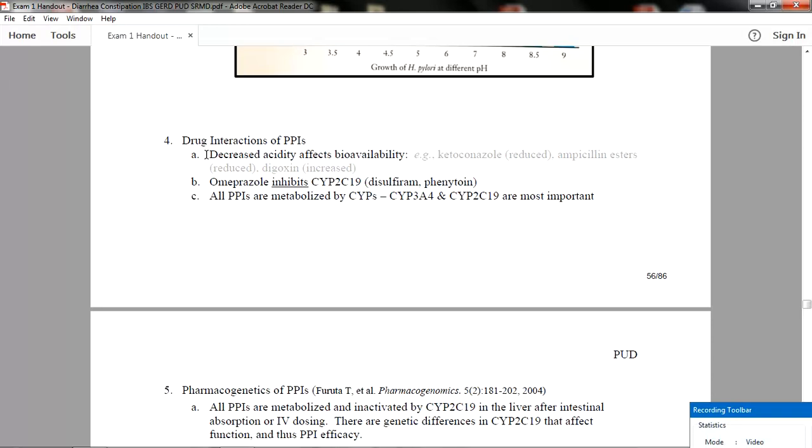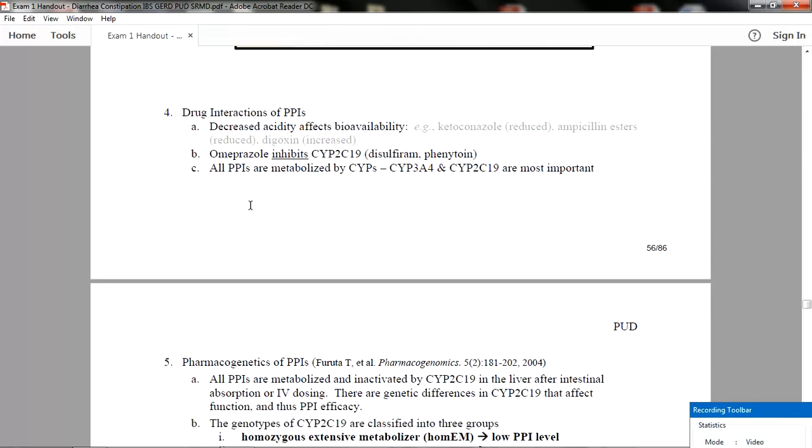So again, if you have an enteric-coated drug, and you suppress acid, then that drug can potentially, actually almost definitely, start to dissolve earlier than it was intended to. So it might dissolve in the stomach in most cases. And then some drugs will have changed bioavailability because of the acidity. Ketoconazole has reduced bioavailability, ampicillin antibiotic reduced, digoxin increased bioavailability. I don't want you to memorize those because it's too much detail compared to all the other things we're talking about here, proton pump inhibitors.